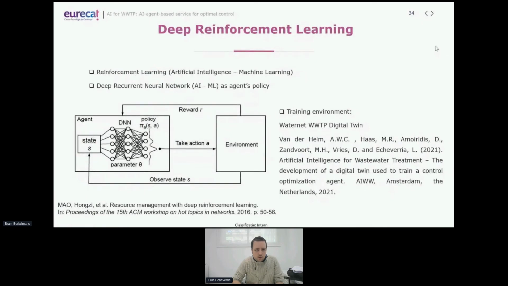So the result of this combination of this algorithm with these methodologies is known as deep reinforcement learning. How does it work? The idea is quite simple. The agent, with no prior knowledge, continually interacts with the environment. As you can imagine, the training environment corresponds to the wastewater treatment plant digital twin presented by Alex. And then the agent learns which are the most optimal actions given a specific state in order to optimize a long-term signal called reward.